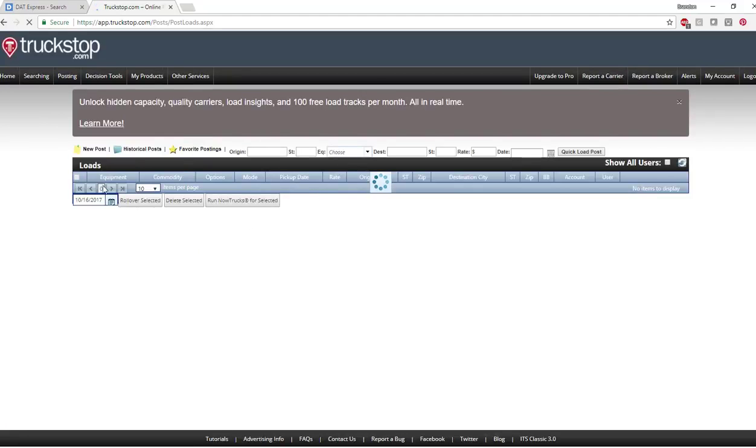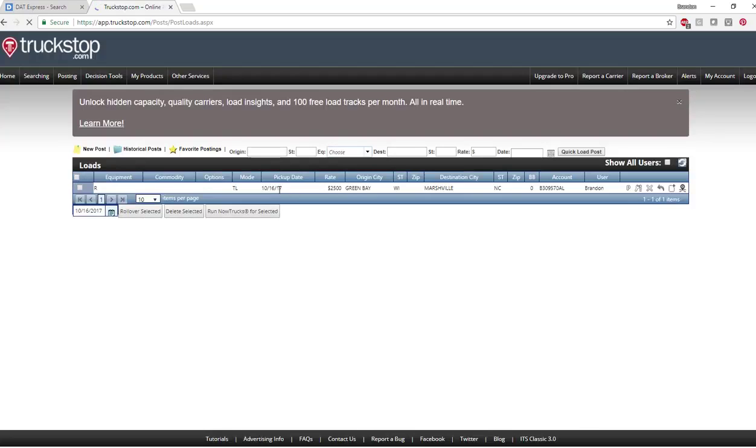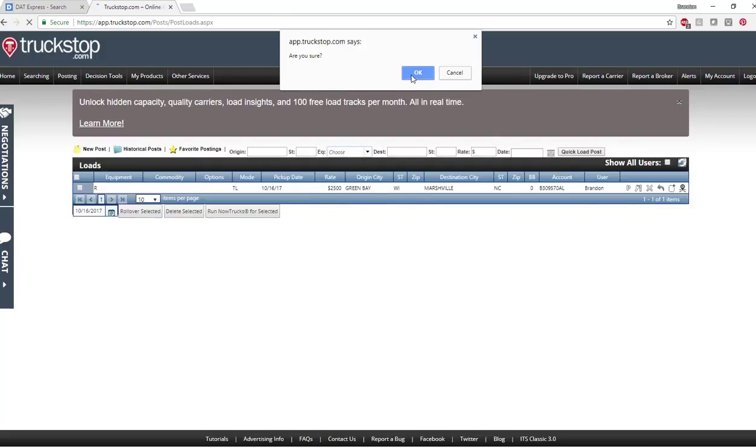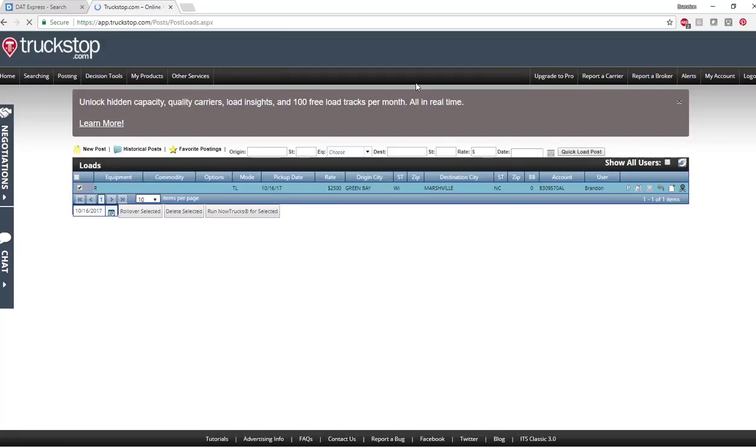So once this loads up, it's gonna come down and show us a load that is gonna go from Green Bay, Wisconsin to Marshville, North Carolina, and it's gonna have a rate in there, pickup date, all of the details on that load. It is refrigerated. Now a carrier can see that load and call us to discuss the details. I'm gonna click there and remove that particular load out of there so we don't get any calls.